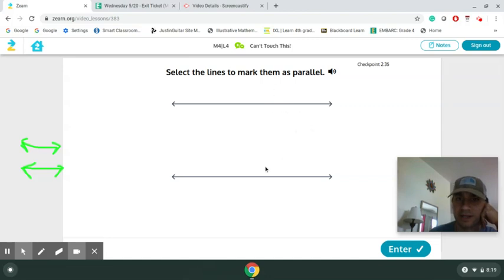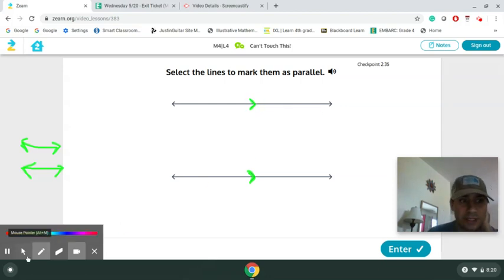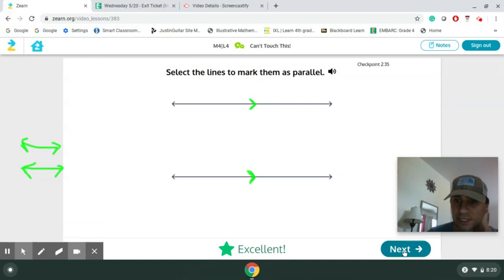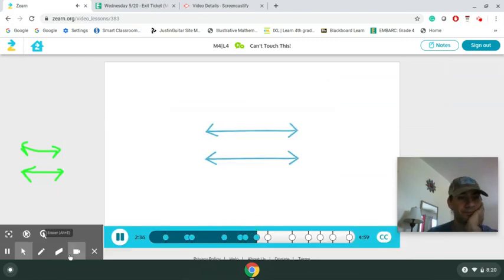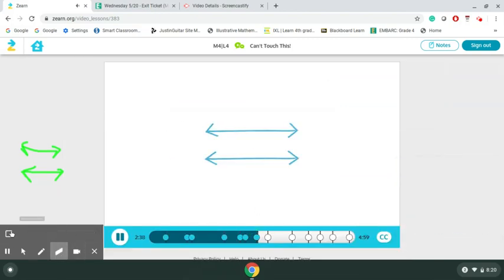Are these lines parallel? Let's touch them if they are. They are. And so when you have parallel lines, we use arrows like this to show that they run in the same direction. So these two lines are parallel, and we know because we use those two arrows there. That's important to remember, my friends. Since the two lines are the same distance from each other at all points, we know that they're parallel.